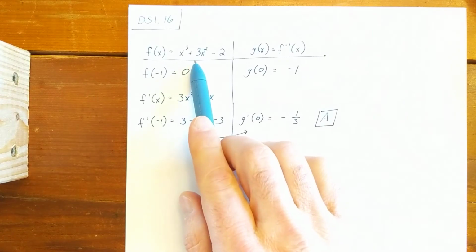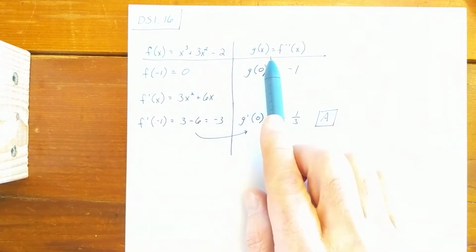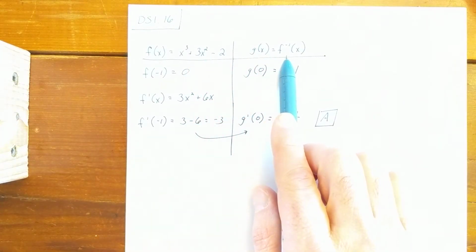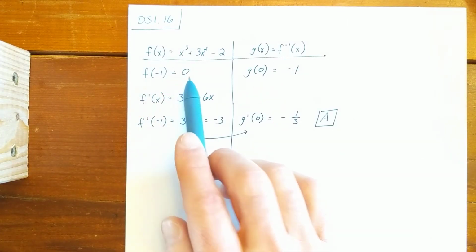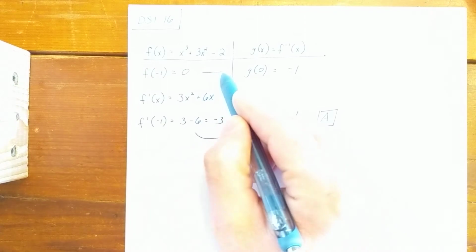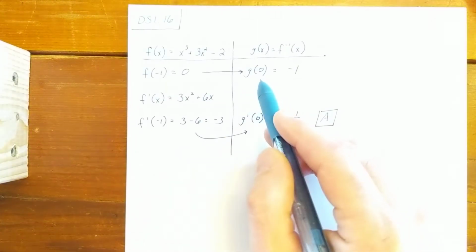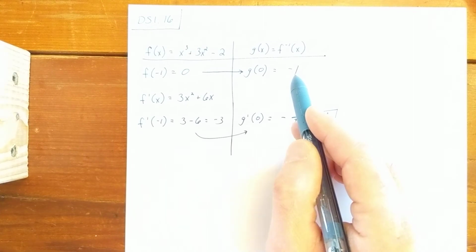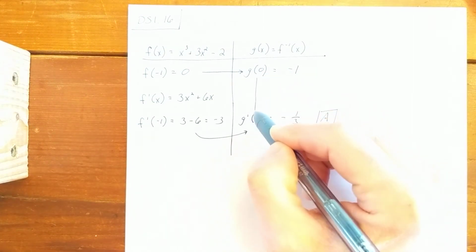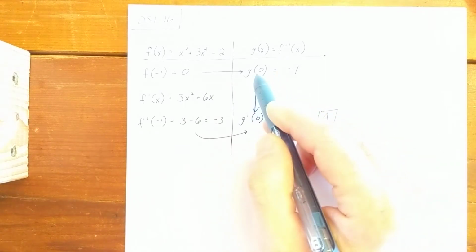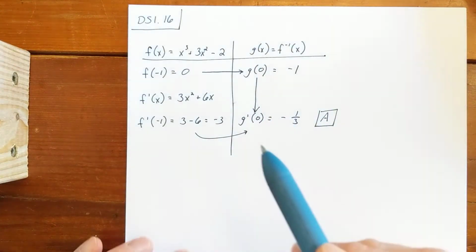So we have the explicit definition of f of x, and we simply know that g is the inverse of f. We were given a value right here that f of negative 1 is 0, and from that, knowing that g and f are inverses, we now know that g of 0 is equal to negative 1. And that becomes the key to this problem, because eventually we want to find g prime of 0, so knowing the value of g of 0 is essential.